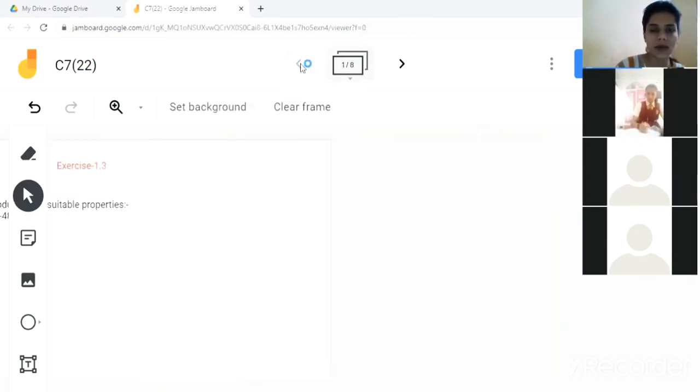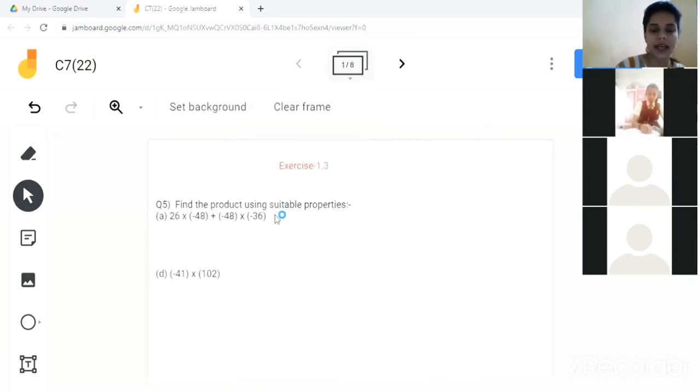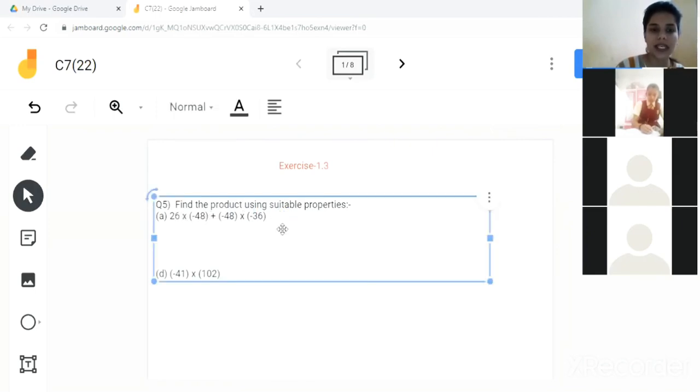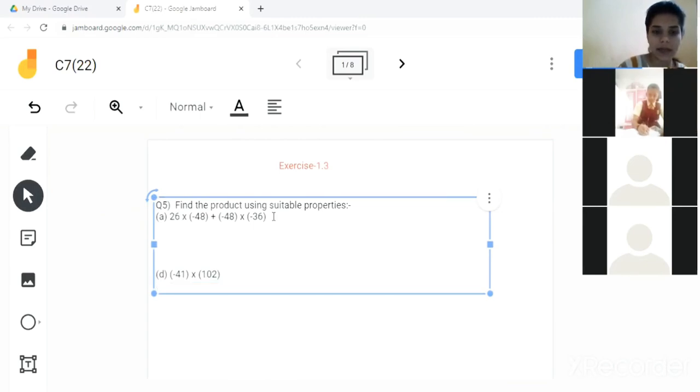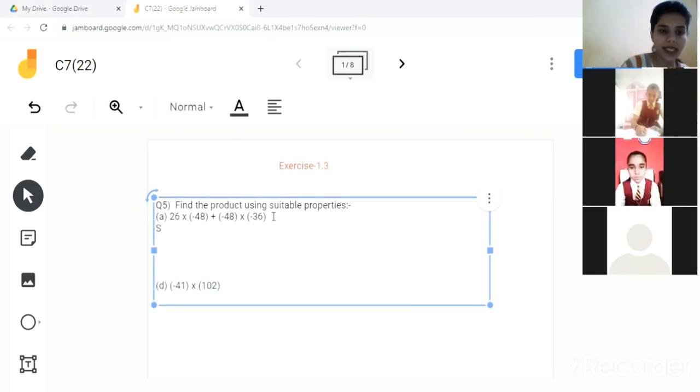So let's move to question number 5. Here, find the product using suitable property. 26 multiplied by -48 plus -48 multiplied by -36. So here, children, you can see that minus 48 is common to both the numbers. So will you be able to apply distributive property for solving our problem?